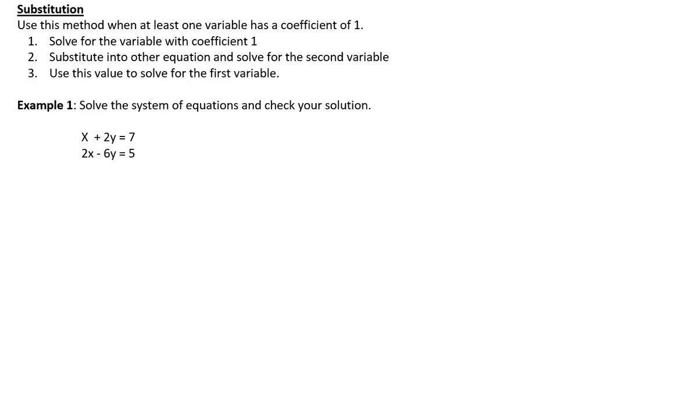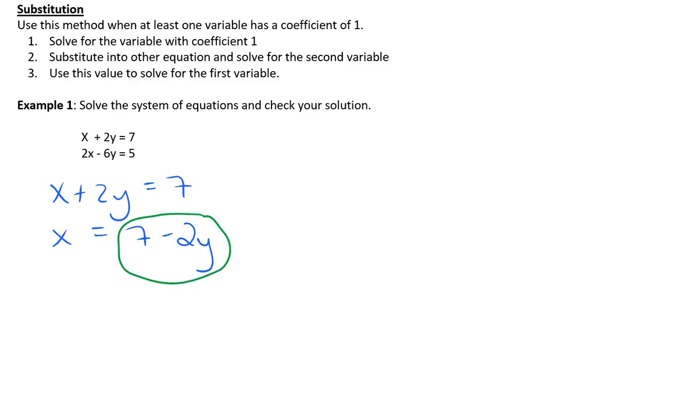So beginning with the first equation, x plus 2y equals 7, we're going to solve for x. So x would then equal 7 minus 2y. Now that we've solved for x, we can go ahead and use this in the second equation. So we're going to substitute 7 minus 2y in for x in the second equation. So now the second equation becomes 2 times (7 minus 2y) minus 6y equals 5.